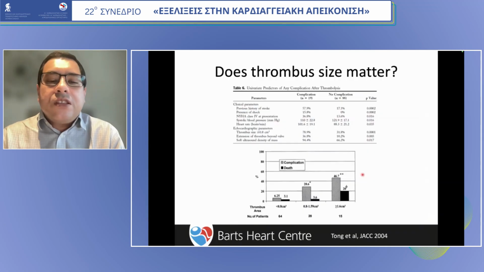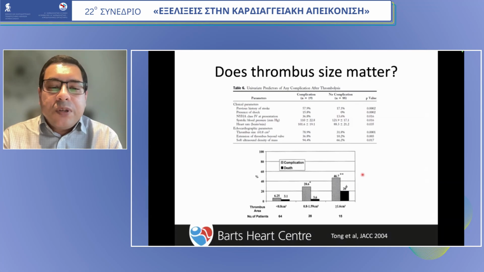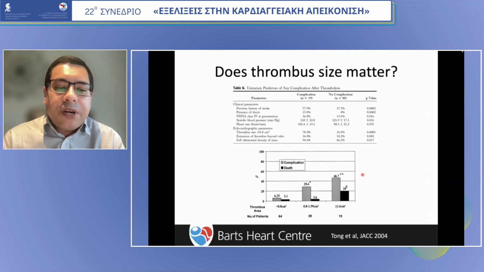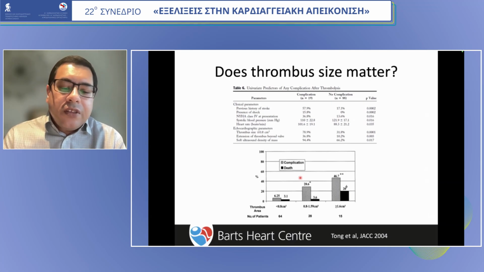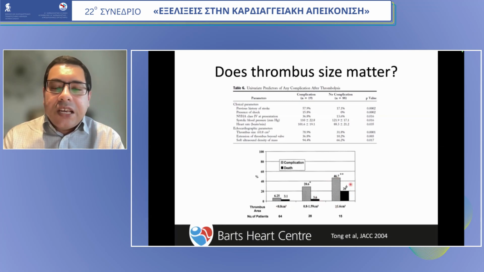So we've looked at the disc, we've looked for thrombus, we've looked at the hemodynamic parameters. Does thrombus size matter? Does it matter the size of the clot? This looks at the area of the thrombus and complications. As you can see, if you have a small thrombus, less than 0.8 centimeters, the risk of complications or mortality is relatively low. It's still there, but it's relatively low. But as your thrombus size increases, the risk of complications and death increases. And this will be important when we come to talk about whether you're going to perform surgery or thrombolysis a bit later on.